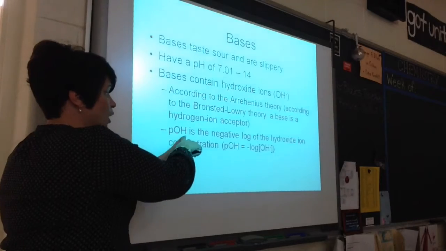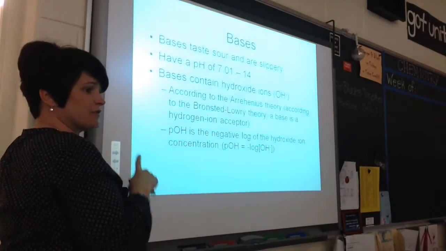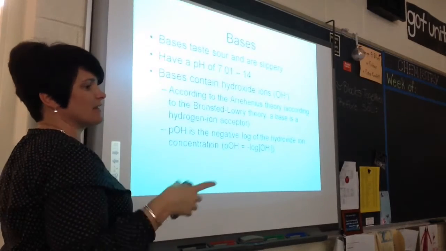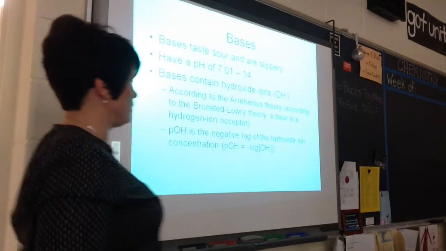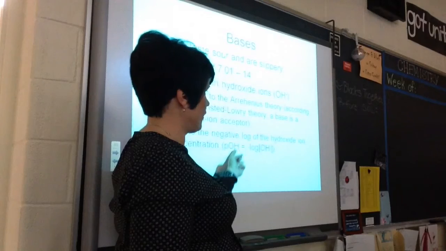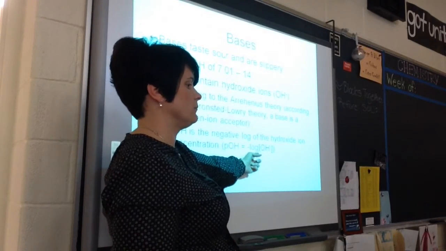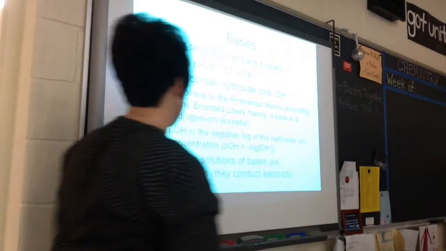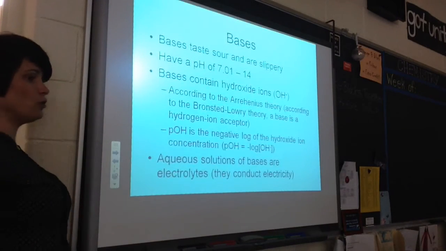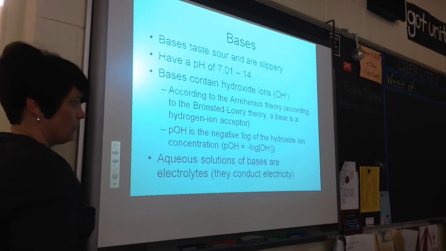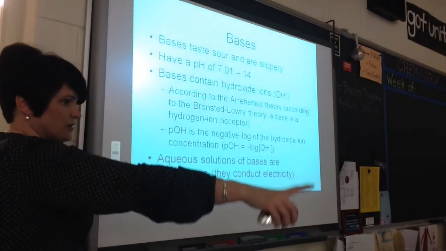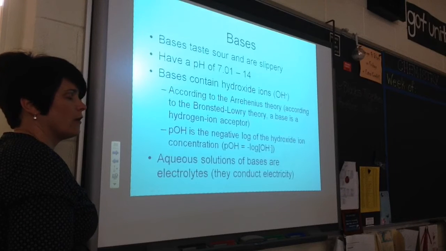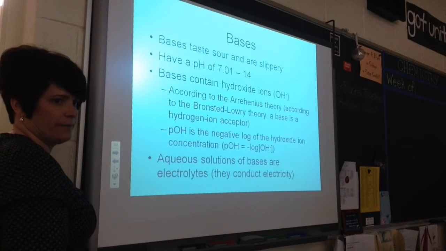Now, pOH. What did I tell you pH was? I said it was percent hydrogen. pOH is a measure of how much hydroxide is in a particular solution. pOH is the negative log of the hydroxide ion concentration. You can do this in your graphing calculator. It's magic. We're going to practice in a minute. Now, aqueous solutions of bases are electrolytes, just like acids. They both are solutions that can conduct electricity.